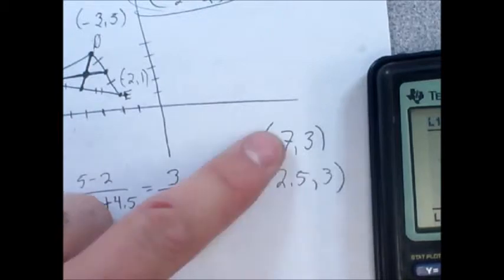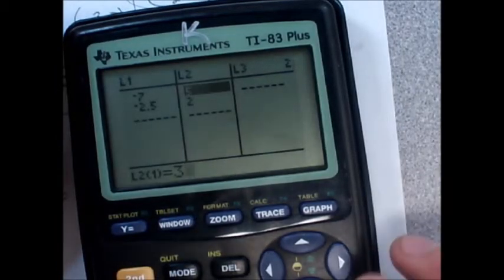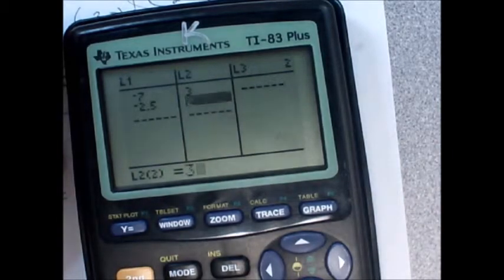And then I'm going to put in my y's, which are 3 and 3. That was easy. Because I have a 3 and a 3, I already kind of know something about what my line's going to look like.